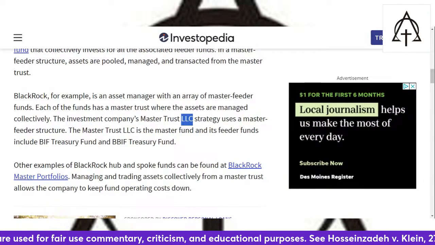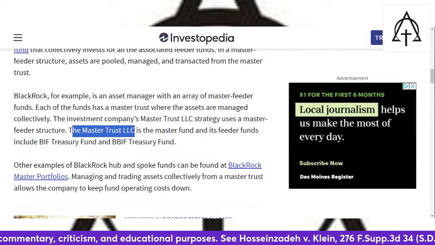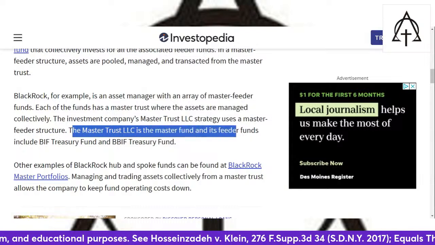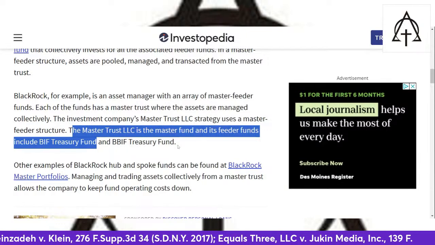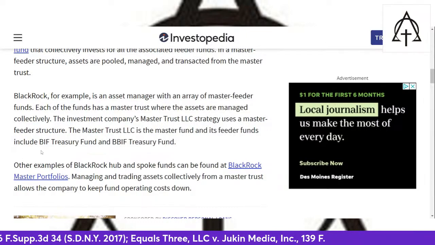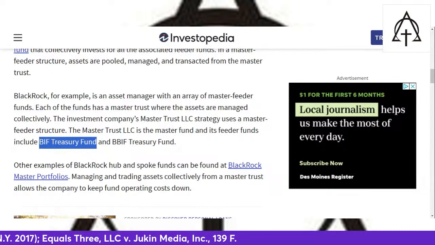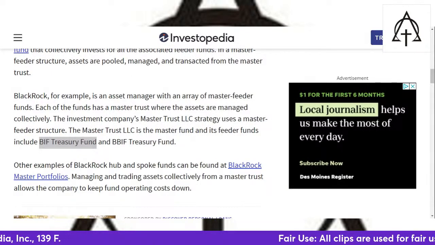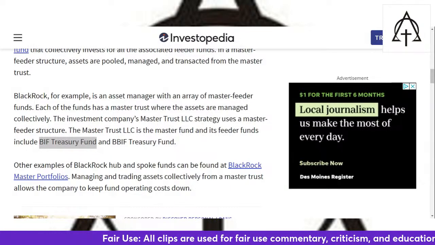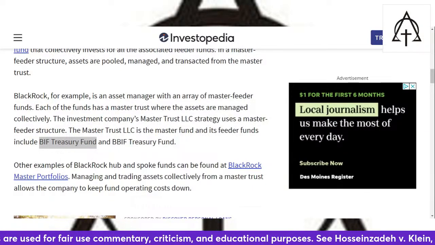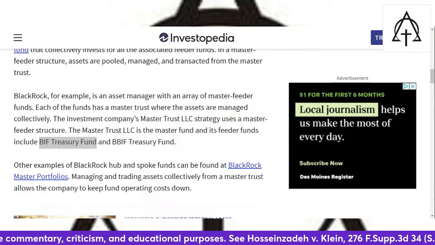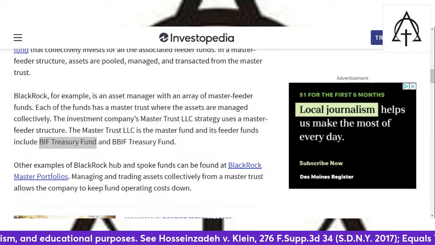It uses a master feeder structure. The master LLC or master trust LLC is the master fund, and its feeder funds include BIF Treasury Fund and BBIF Treasury Fund. What is BIF Treasury Fund? It's not telling me what BIF stands for.